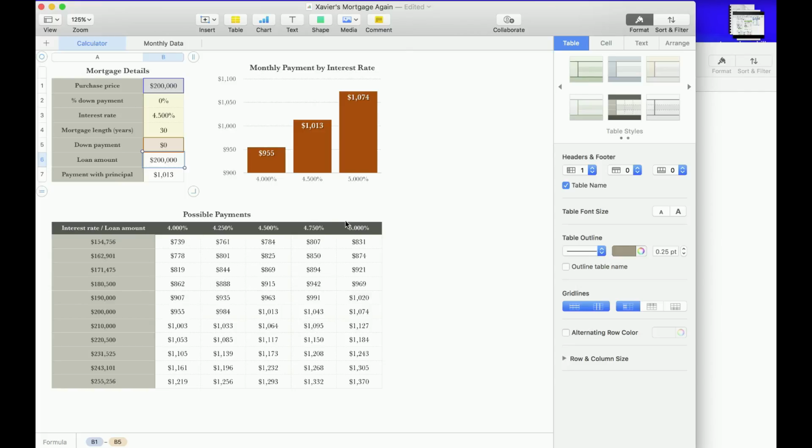Again, smaller differences, right? And also different loan amounts. So you can see that oftentimes how much you put down can affect the monthly payment just as much as what your rate is. How much you put down can affect it in a similar fashion.